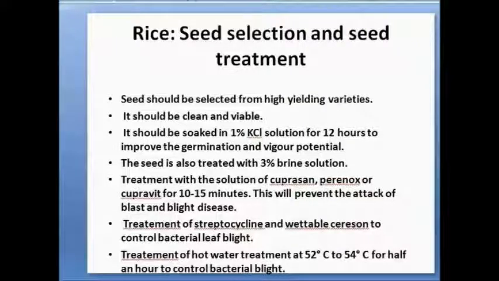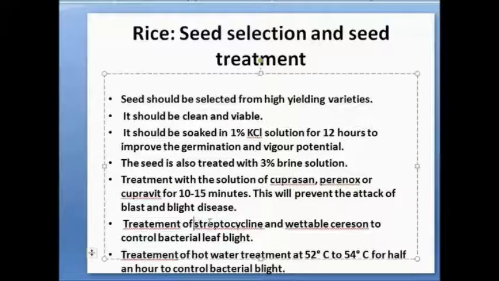Moreover, hot water treatment also can be given to the seed, where the seeds can be dipped in 52 to 54-degree temperature water for half an hour. This will control bacterial blight. As per the kind of soil and infestation of diseases, we have to give different treatment to seed, and sometimes in some fields different diseases occur every year. So accordingly, separate seed treatment is to be given. But brine solution treatment is compulsory, whatever it may be.